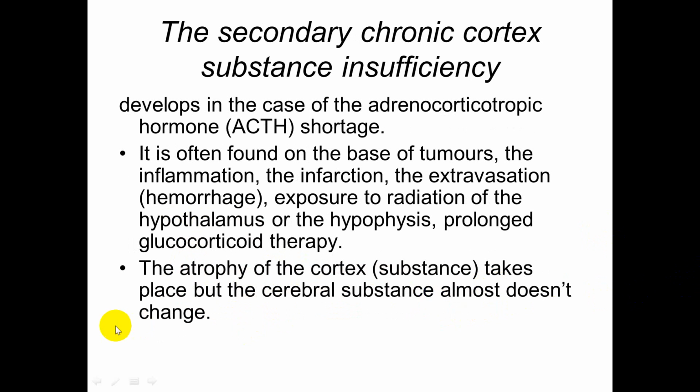Secondary chronic cortex substance insufficiency develops in the case of adrenocorticotropic hormone shortage. It is often found on the base of tumors, inflammation, infection, extravasation hemorrhagia, exposure to radiation of the hypothalamus or hypophysis, prolonging glucocorticoid therapy. The atrophy of the cortex substance takes place, but the cerebral substance almost doesn't change.